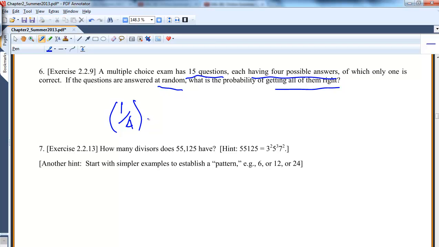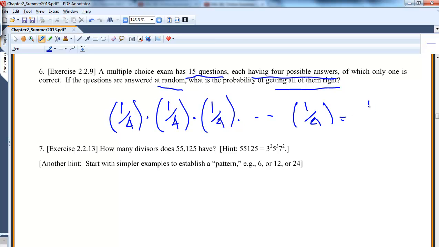And now it's just a probability question: do you add or multiply? I want to get the first question correct and the second question correct, so that's a 1/4 for the second and a 1/4 for the third. And so I'm multiplying. I want this and this and this, and 1/4. So this will come out to be 1/4 to the 15th.